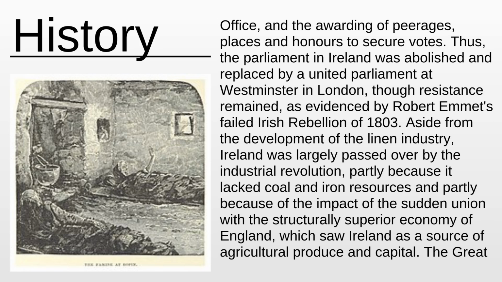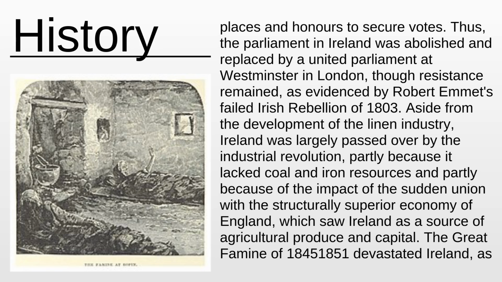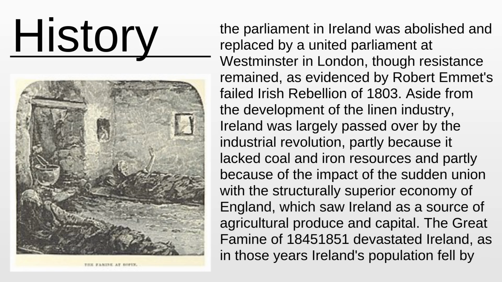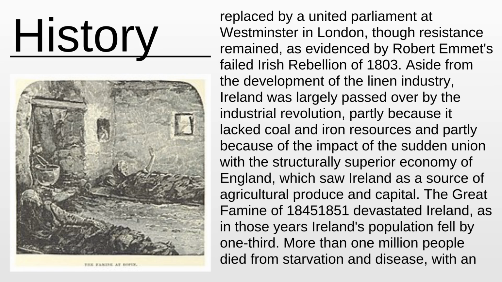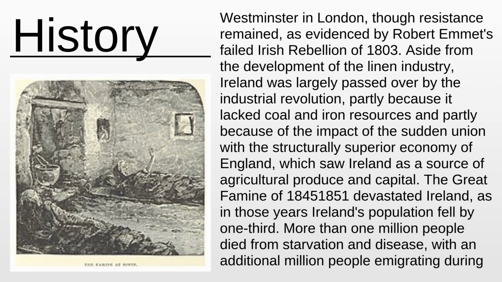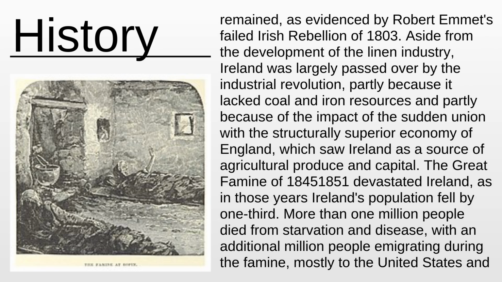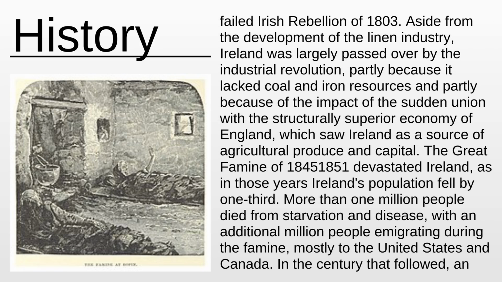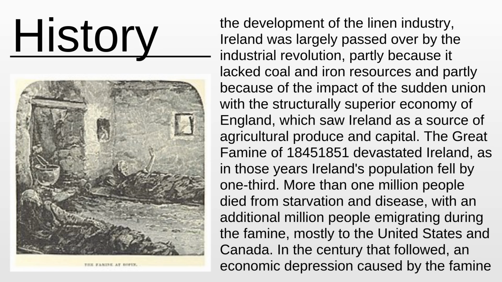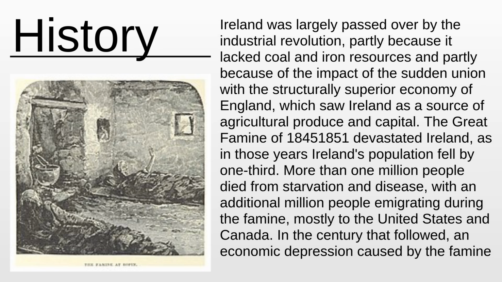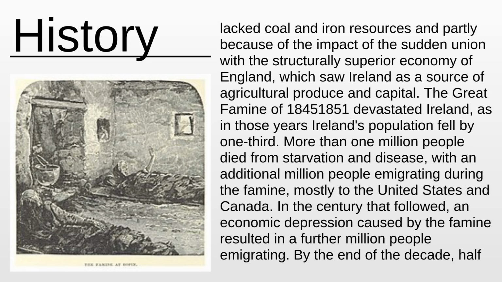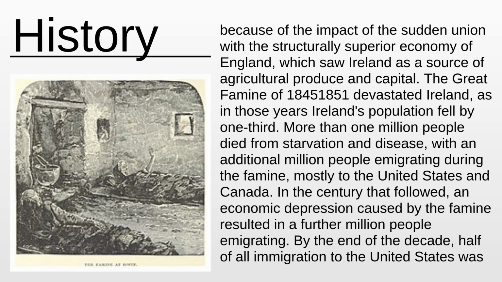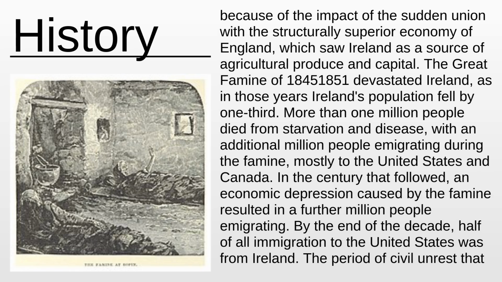Thus, the Parliament in Ireland was abolished and replaced by a united Parliament at Westminster in London, though resistance remained, as evidenced by Robert Emmet's failed Irish Rebellion of 1803. Aside from the development of the linen industry, Ireland was largely passed over by the Industrial Revolution, partly because it lacked coal and iron resources and partly because of the impact of the sudden union with the structurally superior economy of England, which saw Ireland as a source of agricultural produce and capital.